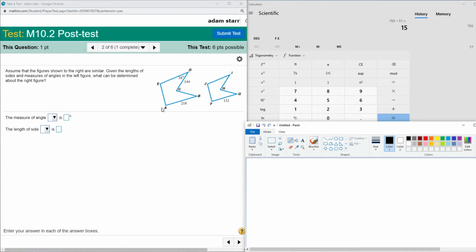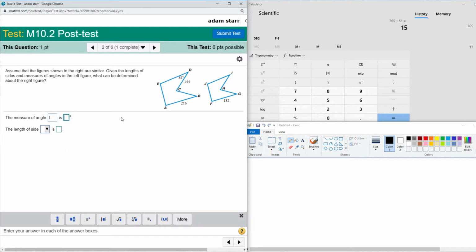So because they're similar, again, in similar figures, angles are exactly the same. So if this angle is 38 degrees, and this is a similar figure, I know that this angle also has to be 38 degrees. So that means the measure of angle I will also be that 38 degrees. And then, again, the sides are going to be proportional. So I'm given two sides of the left figure and one side of the right. So I can set up a proportion.